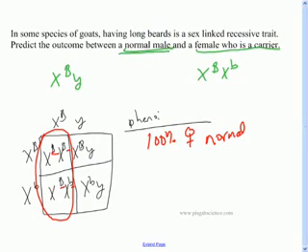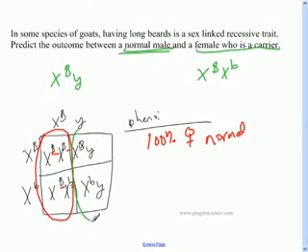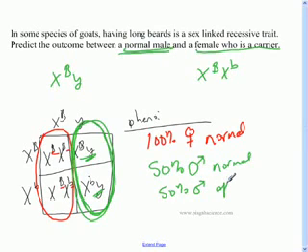So let's look at the males now. We're only going to look at these two on this side. On this side, you got capital B and a lowercase b. So 50% of the males are normal, and 50% of the males are affected.